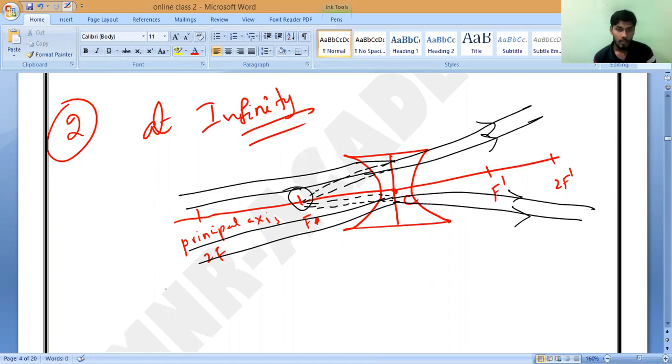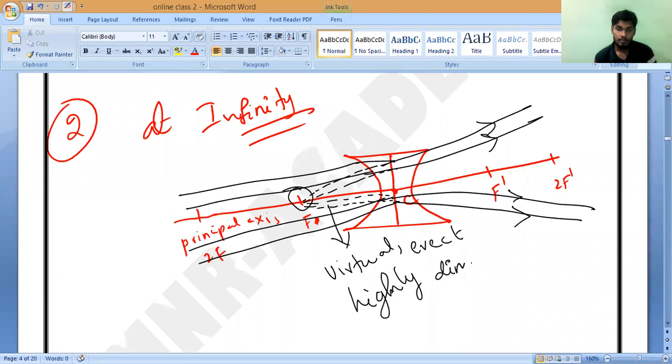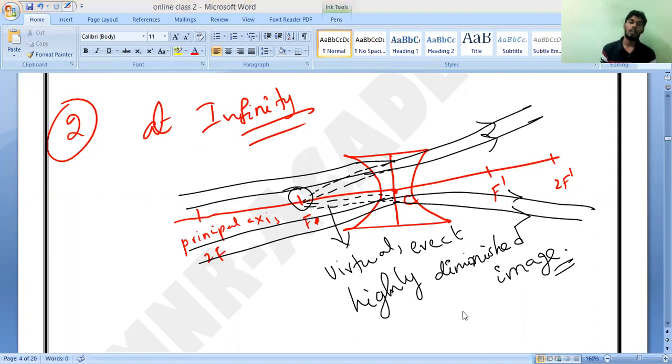Is it okay? Do you understand all of you? So here the characteristics: virtual, erect, and highly diminished image. Highly diminished image. So this is all about images formed by concave lens. All of you should note it down. These are the characteristics, and these are the images which we obtain by concave lens.